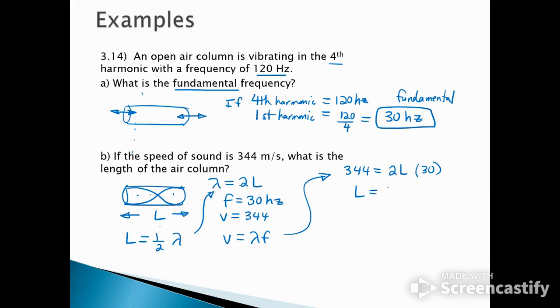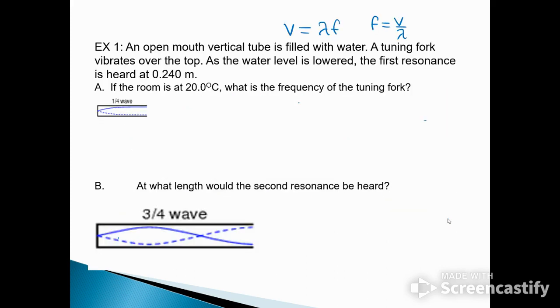So that means that the L is going to be 344 all over 2 times 30. And this works out to be 344 divided by 2 times 30 equals 5.73 meters. And that one is done. On to the next one.